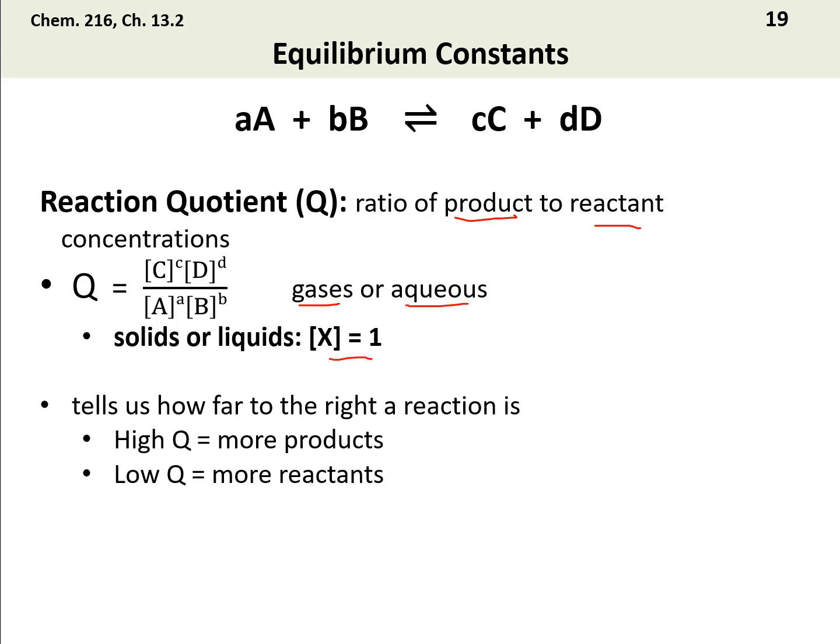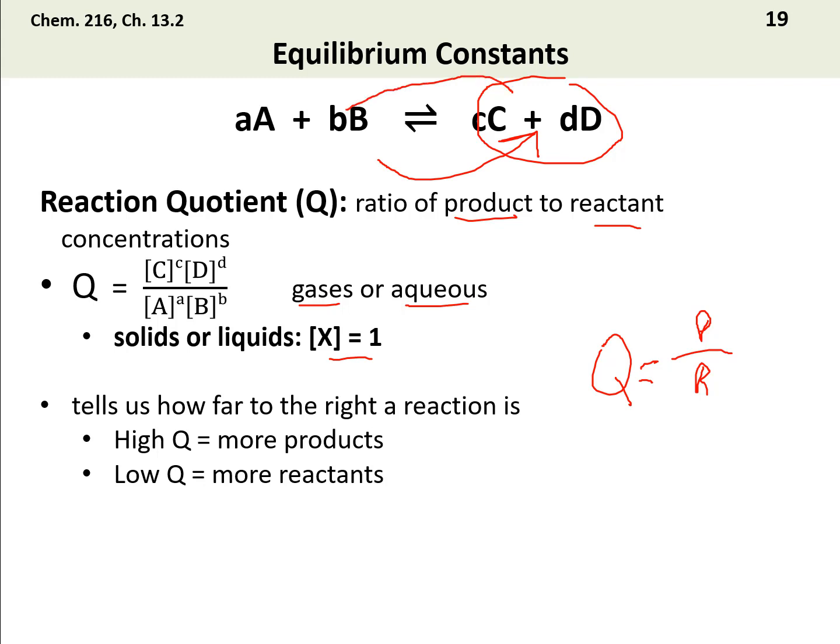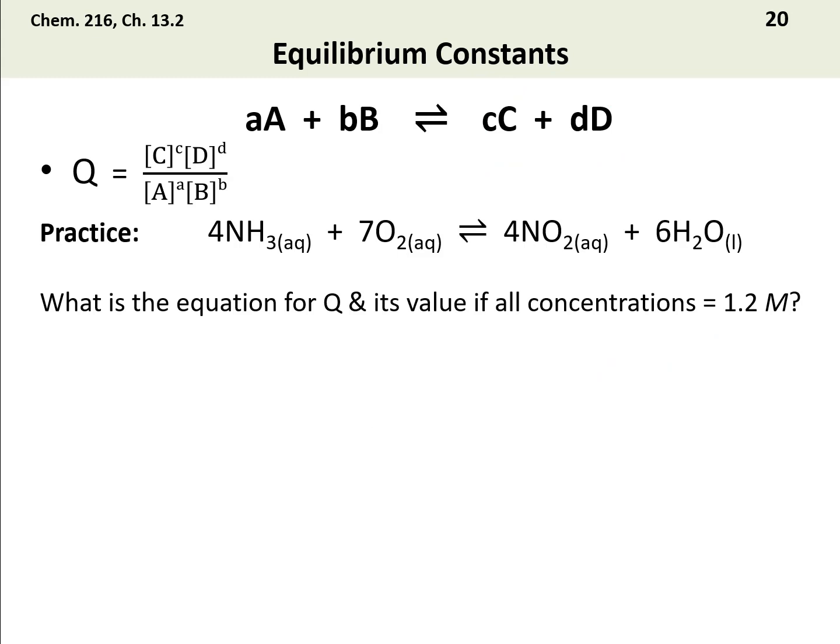Now Q tells us how far to the right a reaction is. Because think, if I have a high Q, and Q equals products over reactants, if I have a big Q, that means I have more products. So that means this reaction is shifted towards the products. If I have a low Q, that means it's shifted towards reactants. I have more reactants. All right, so let's go ahead and do some problems.